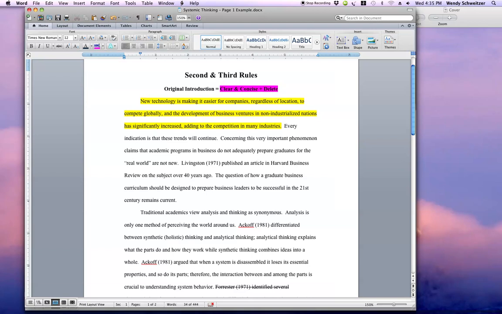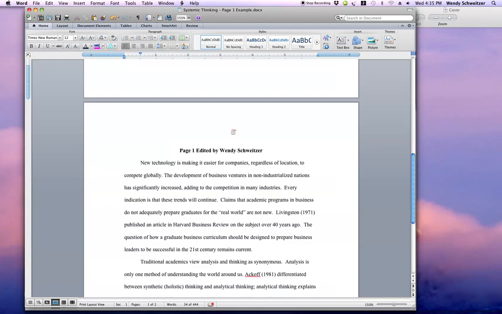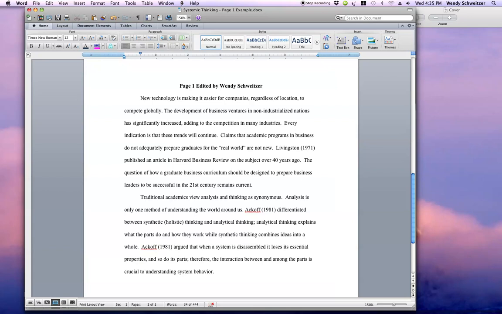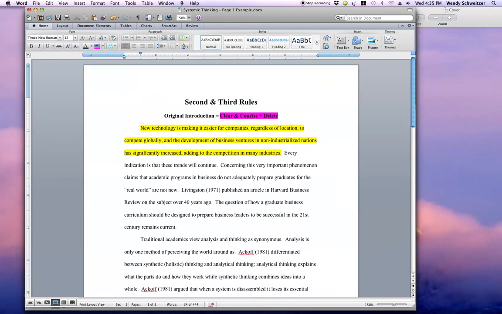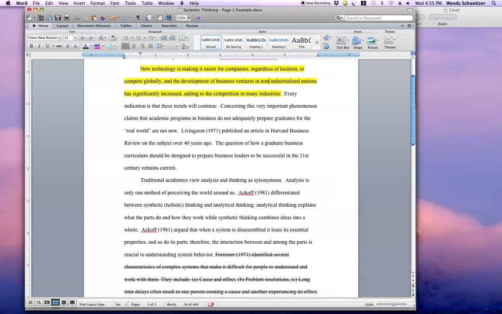Okay, so notice that the first sentence of the introduction is long, very long. Breaking up this sentence into 2 sentences makes the passage much clearer. So let me read to you what I wrote and see if you can hear a difference. New technologies making it easier for companies, regardless of location, to compete globally. The development of business ventures in non-industrialized nations has significantly increased, adding to the competition in many industries. Do you see a difference? Do you hear a difference? The goal is to make it simple so that it's easy for the reader to read the article.